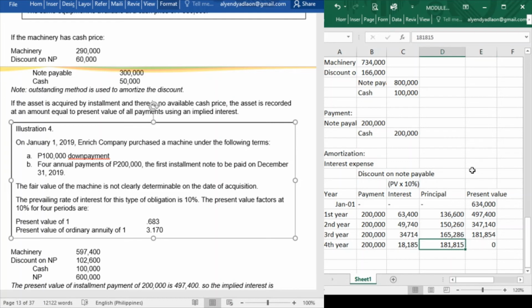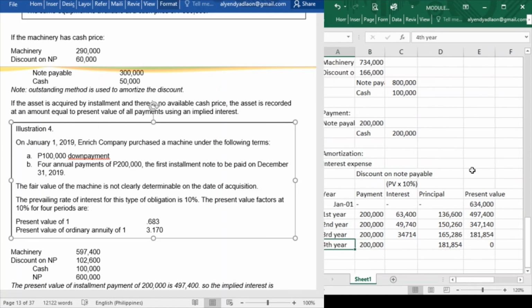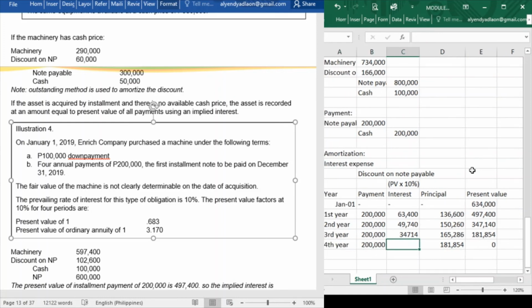So, what we're going to do with this one is we have to work it back. Because this has to be 0. So, instead of doing the normal multiplication of the interest by 10% and then deducting the interest from the payment to get the principal, we are going to work it back. So, we will start here with 0. And to make it 0, there should be a deduction of the principal of 181,854. So, therefore, the interest should be 200,000 minus 181,854. So that should be 18,146.